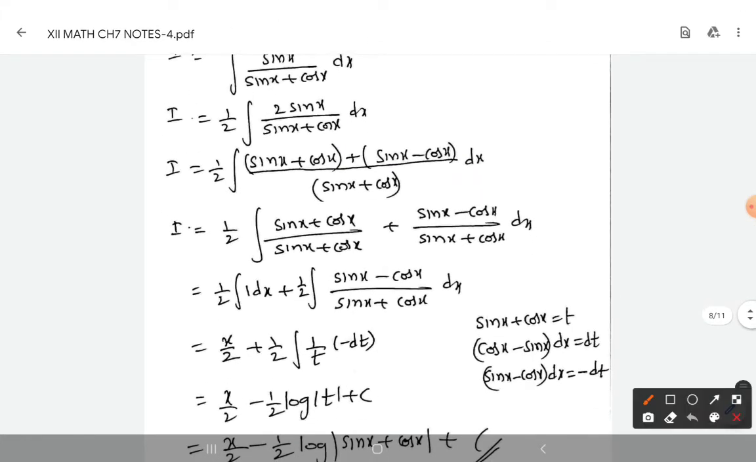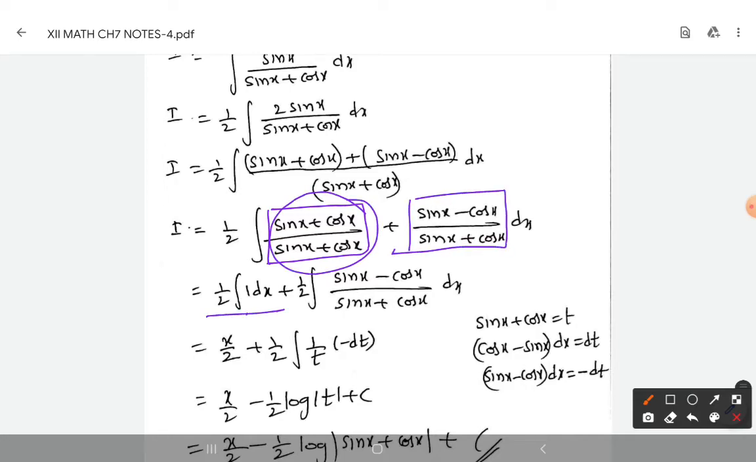Splitting of the fraction is one of the major topics here. Sin x plus cos x by sin x plus cos x, sin x minus cos x by sin x plus cos x. Here it is 1, and the integration of 1 is x. Done. Here it is sin x minus cos x by sin x plus cos x. We will have to do some exercise on this to integrate it.